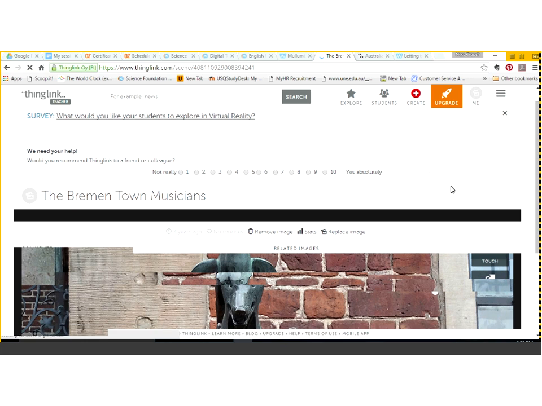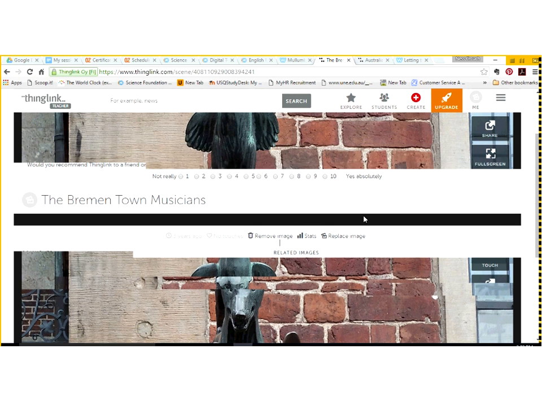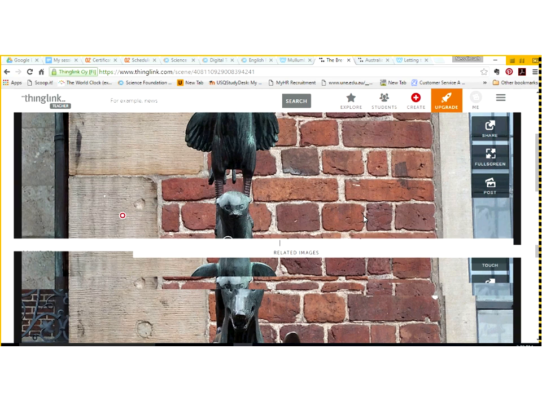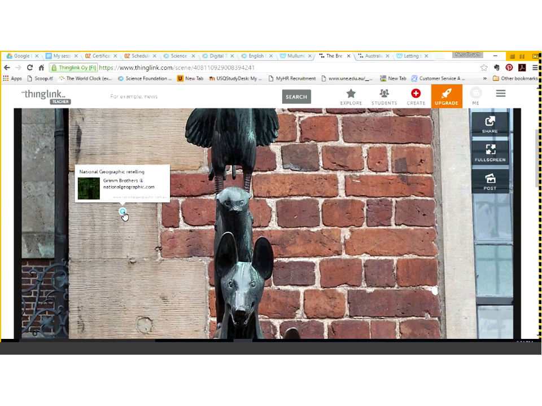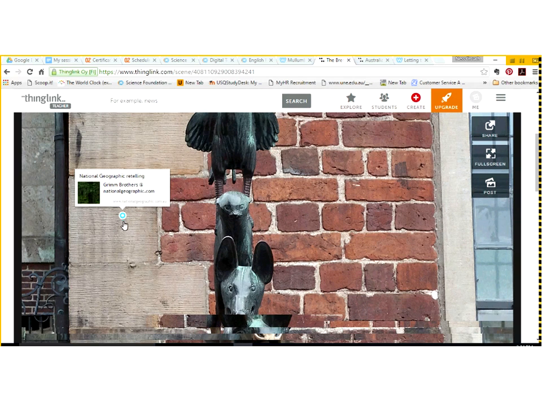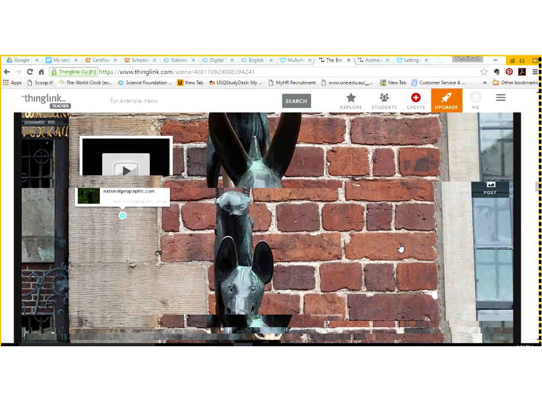This is a really hard statue to find. As Kathy said in her session, the best thing about ThingLink is that you're able to choose an image either from the web or your own and then add links to it. So this link here that's coming up is a retelling of the story of the Bremen musicians, the Grimm Brothers version. Then you've got this one here, a little YouTube video link.